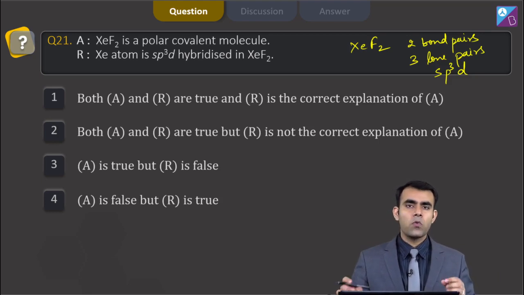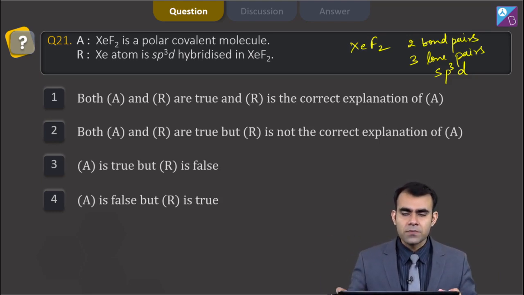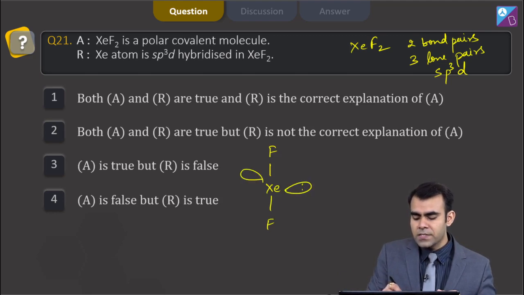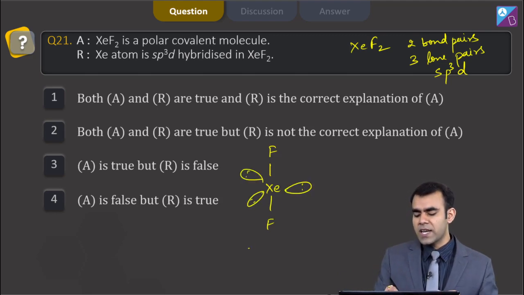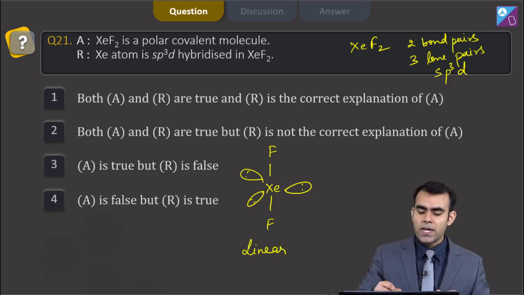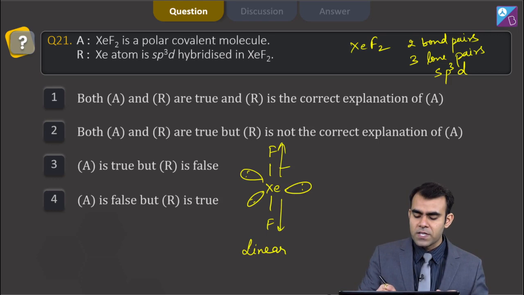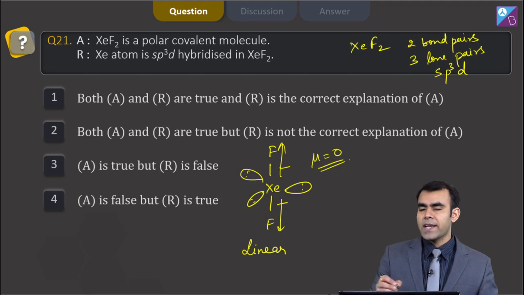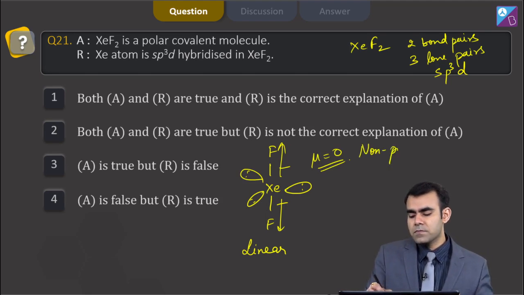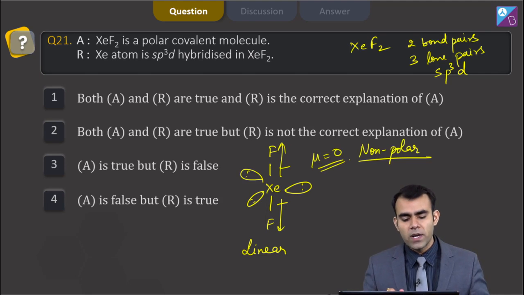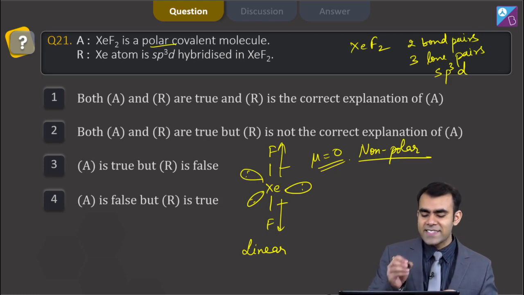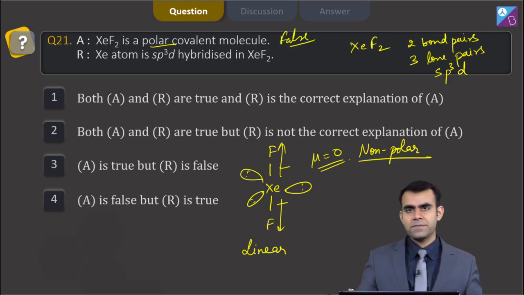Now in trigonal bipyramidal, what are the best positions to put my atoms? That is the axial position. So this is Xe, F, F, and my lone pairs are present on the equatorial positions, and it is linear in shape. The dipole moment of this is in this direction and the dipole moment of this is in this direction. So my overall dipole moment is zero. It means my molecule is non-polar, but here it says it is polar covalent. It means my assertion is incorrect, a false statement.